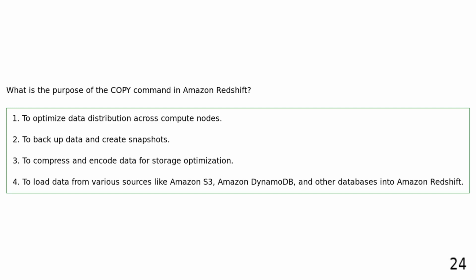What is the purpose of the copy command in Amazon RedShift? To optimize data distribution across compute nodes. To back up data and create snapshots. To compress and encode data for storage optimization. To load data from various sources like Amazon S3, Amazon DynamoDB, and other databases into Amazon RedShift. The copy command in Amazon RedShift is used to load data from various sources like Amazon S3, Amazon DynamoDB, and other databases into Amazon RedShift tables.